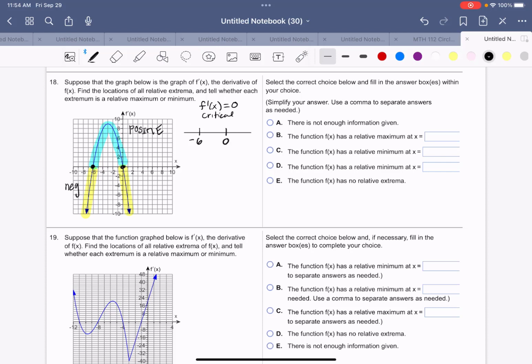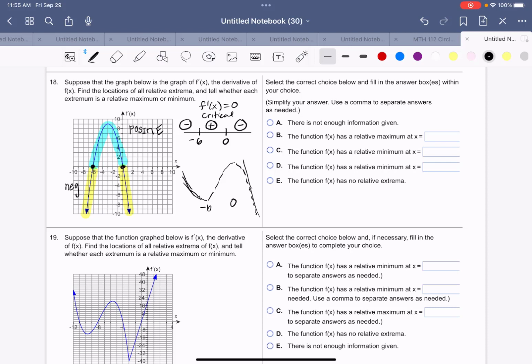On the left of -6, we have a negative for our derivative. In between, we have a positive for our derivative. And on the right, we have a negative again. So what that means is the slope of the tangents are negative. Remember, these are tangent lines. Until we get to -6, then the slopes of the tangents are positive until we get to 0, and then the slopes of the tangent are negative.